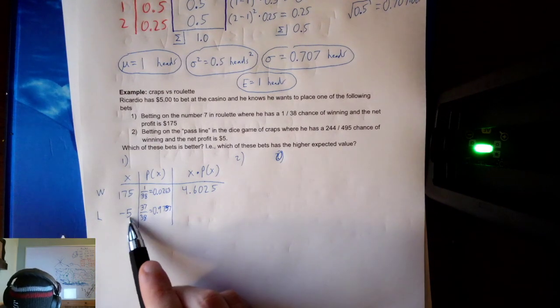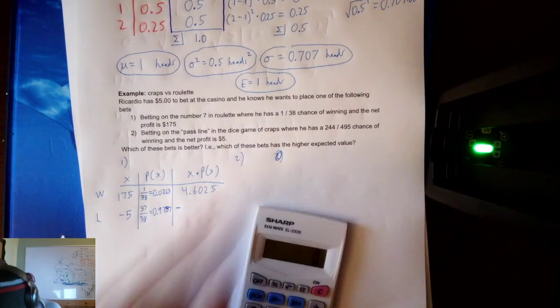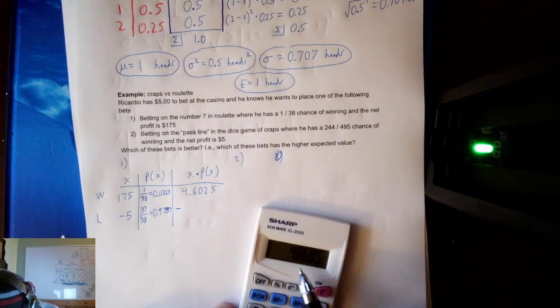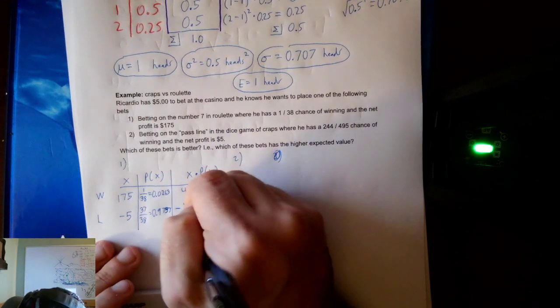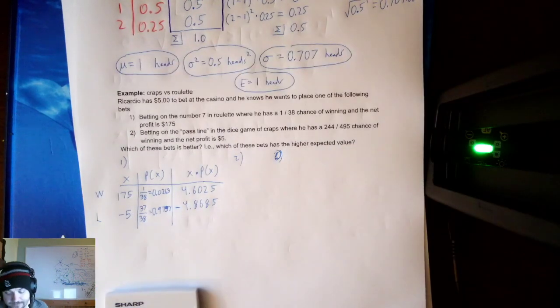Now, in the next one, negative times a positive is a negative, so I need to make sure I have that. 5 times 0.9737 gives me negative 4.8685.